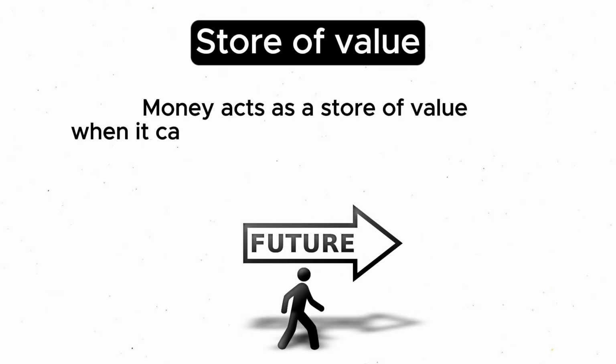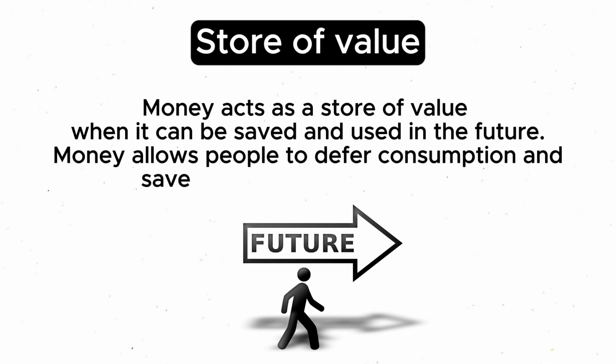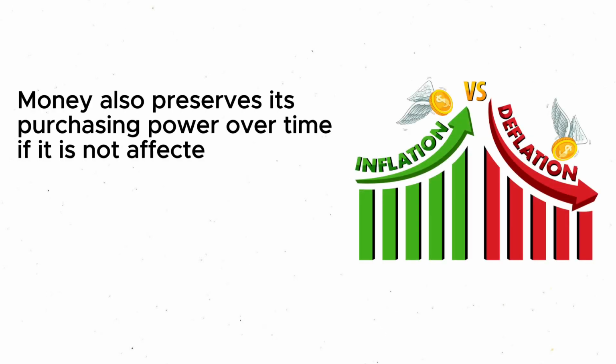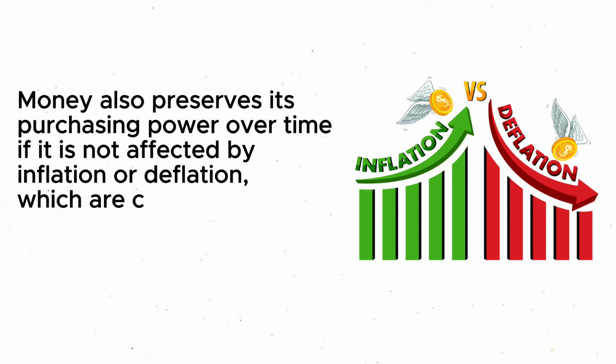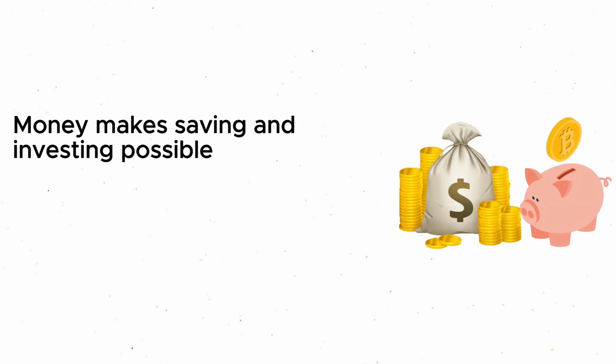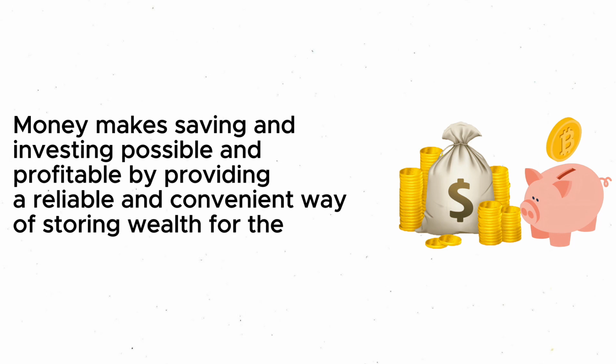Store of value. Money acts as a store of value when it can be saved and used in the future. Money allows people to defer consumption and save for future needs or wants. Money also preserves its purchasing power over time if it is not affected by inflation or deflation, which are changes in the general level of prices in the economy. Money makes saving and investing possible and profitable by providing a reliable and convenient way of storing wealth for the future.